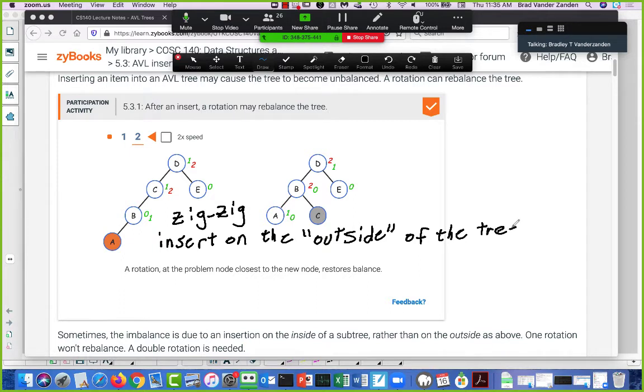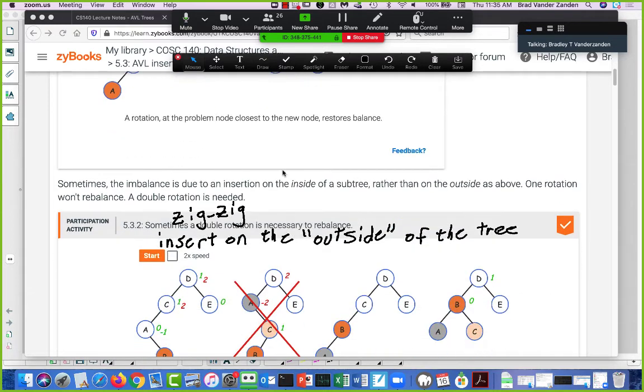Now, not occasionally, but it can just as easily be an insert on the inside of the tree. So let's actually get rid of what I just wrote.